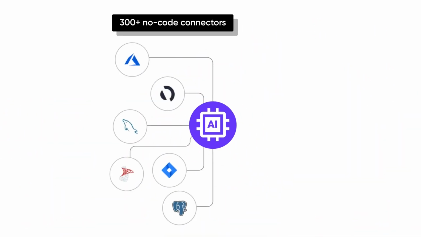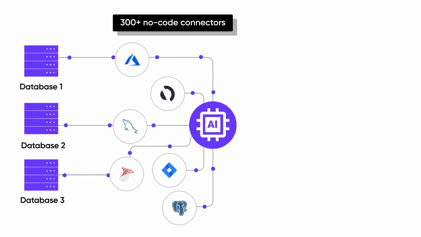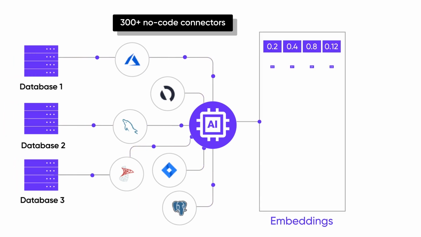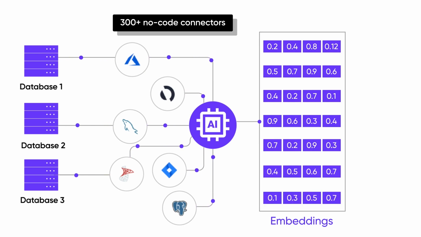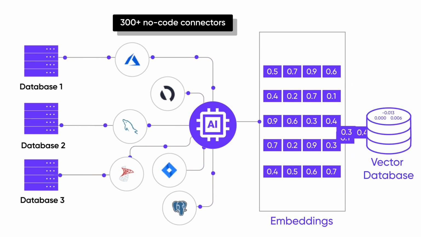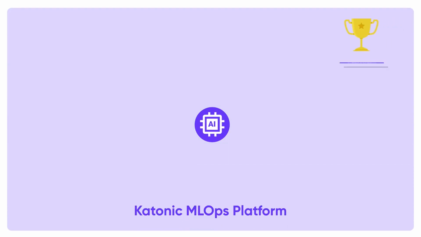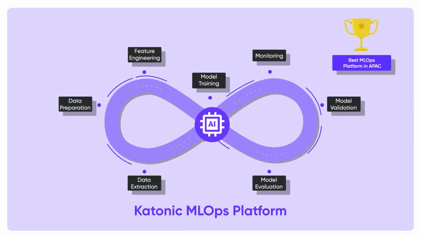With 300+ pre-built no-code connectors, Katonic lets you access data from your knowledge bases and converts it into embeddings to serve as long-term memory, which the model can instantly retrieve. The Katonic Generative AI Platform is powered by the award-winning Katonic MLOps platform, which fully automates the entire process of data preparation and model training, deployment and monitoring.